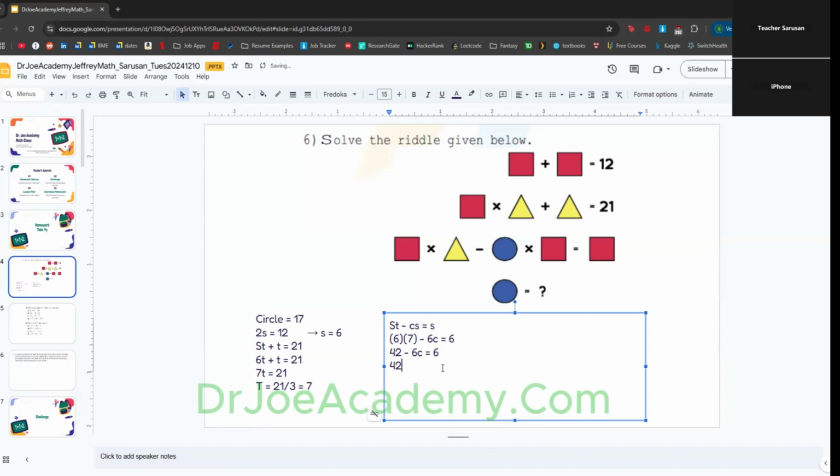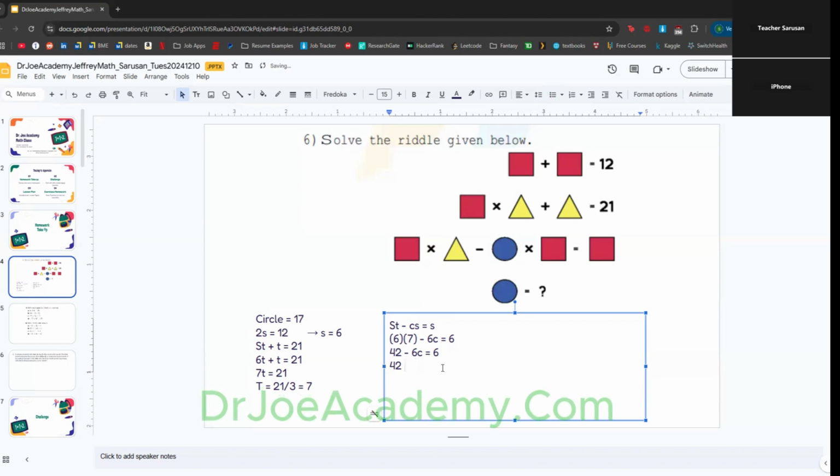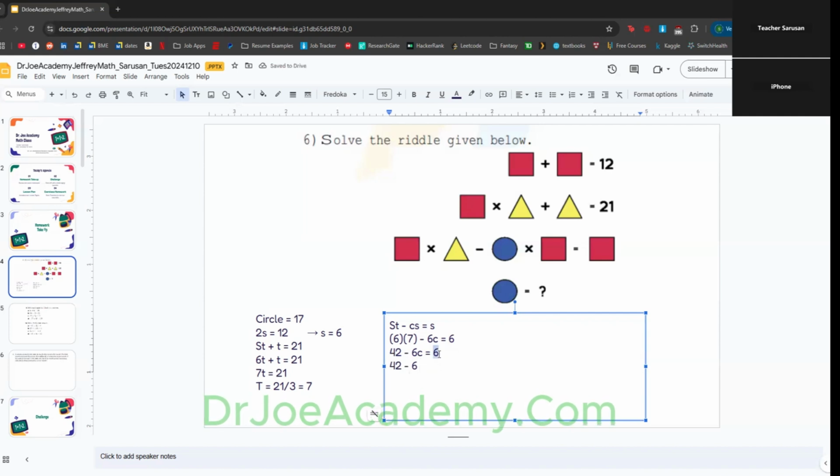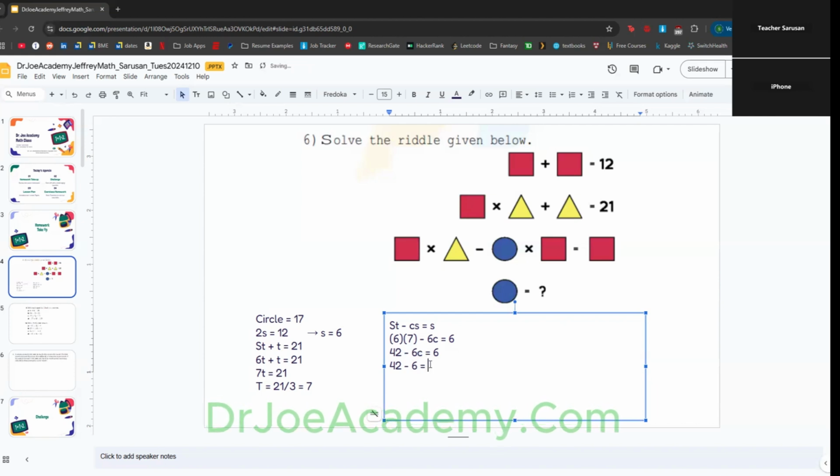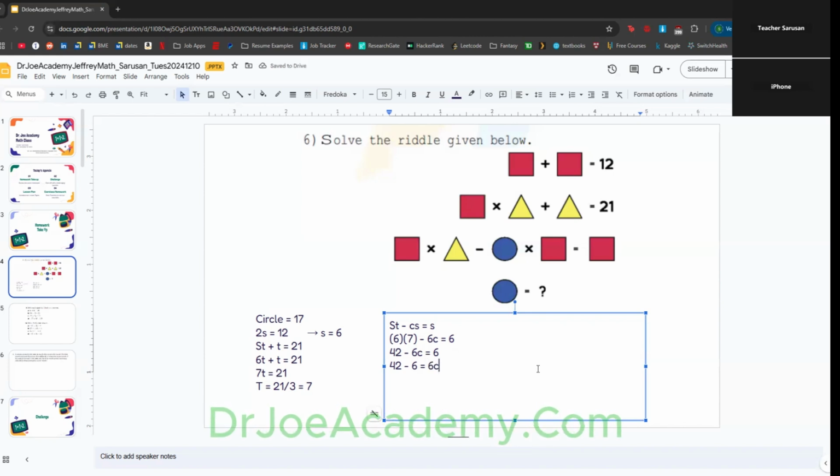We have 42. Actually, let me do it this way. We'll do 42 minus 6. So we'll move this 6 to the left, so now it's minus 6. And then we'll move this minus 6c to the right. So it's positive now. So we have positive 6c. 36 equals positive 6c.